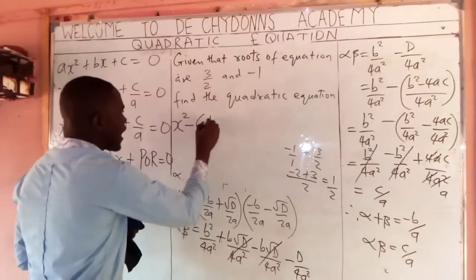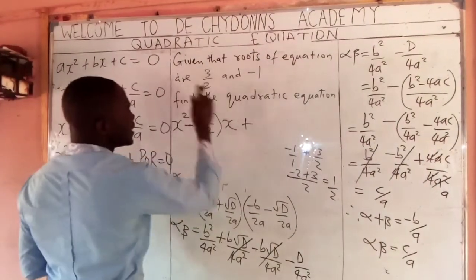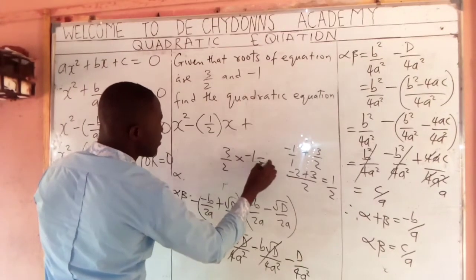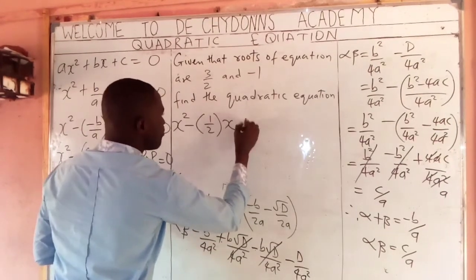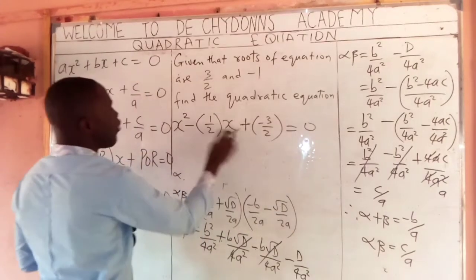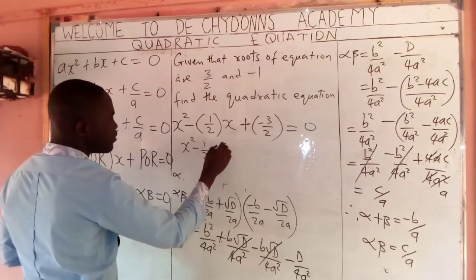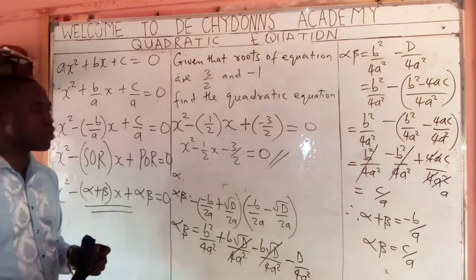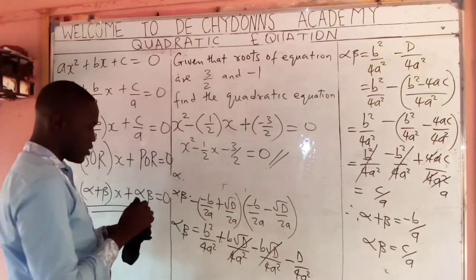Okay? So I'll write 1 over 2 x plus, what is the product of the roots? This times this. Product of the roots means 3 over 2 times minus 1. That will be giving minus 3 over 2. So I've gotten the product of the roots. I'll say plus bracket minus 3 over 2 equals 0. So what will be my answer? x squared minus half x minus 3 over 2 equals 0. That is the quadratic equation. What we call a quadratic equation is one where the highest power of the variable is 2.